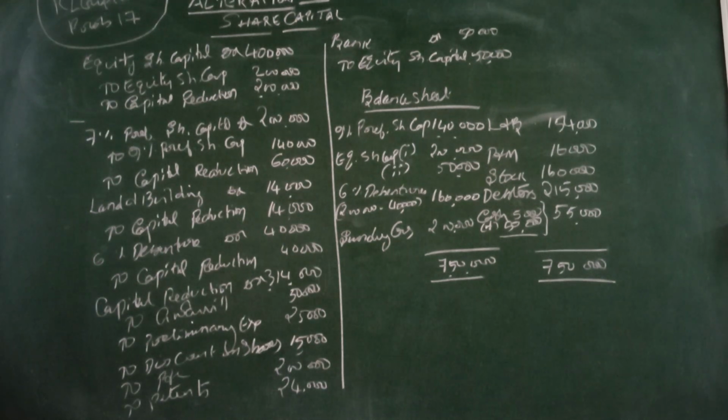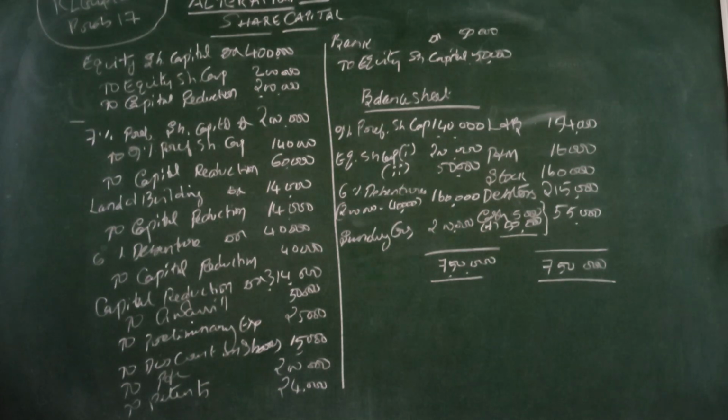Then we have to prepare the balance sheet. The new preference share capital is 9% preference share capital for 1,40,000 as per the entry we have taken here. And equity capital, the old one is 2 lakh rupees as per entry number 1. And the last adjustment we had, equity shares are issued for the consideration of 50,000. That is also taken into consideration here. Then 6% debenture is reduced. The total amount is 1 lakh, on that 40,000 is reduced. So now the new value of the debenture is 1,60,000.